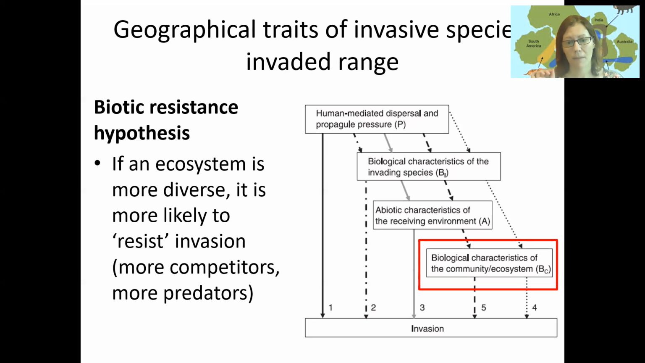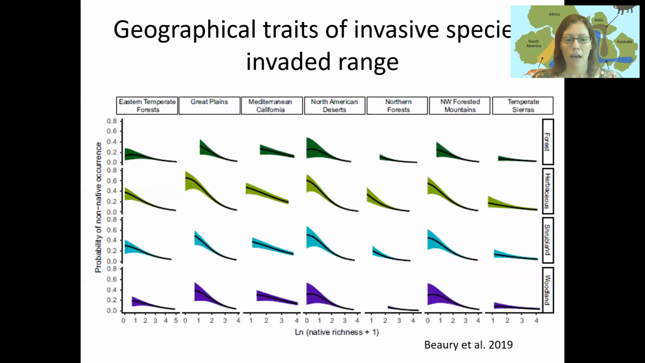So this question of biotic resistance has been studied a lot at the plot scale, right? It's really a community level question of what's going on at that spot. Does an invasive establish or not? What does the community look like? A lot of experimental ecology is focused on biotic resistance.